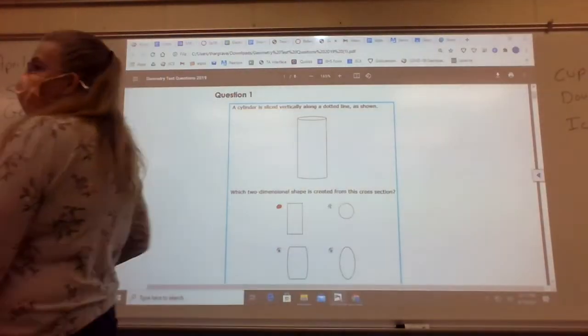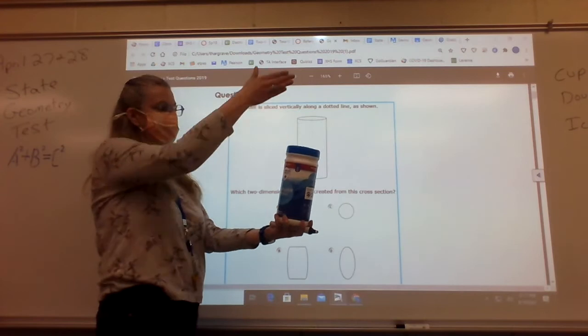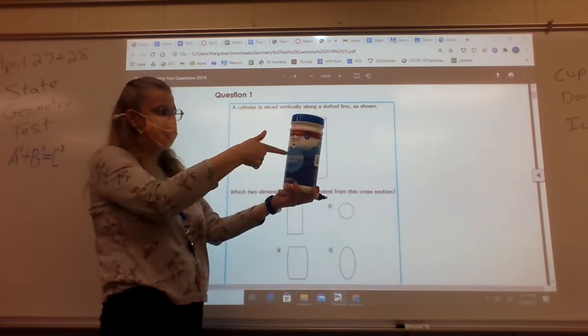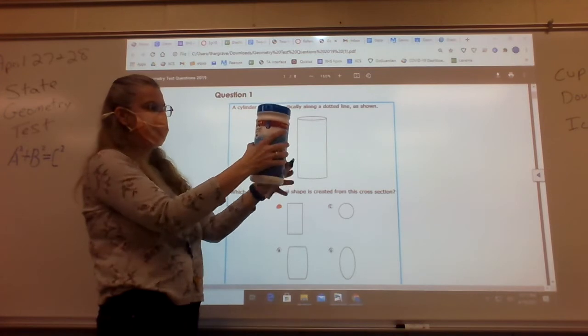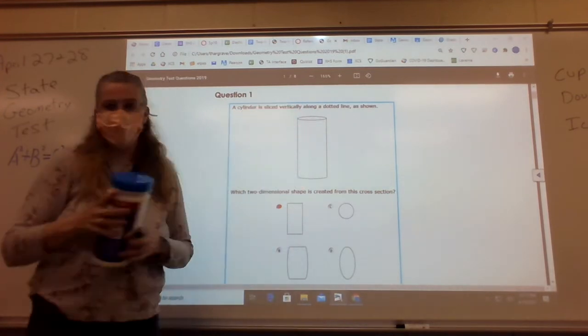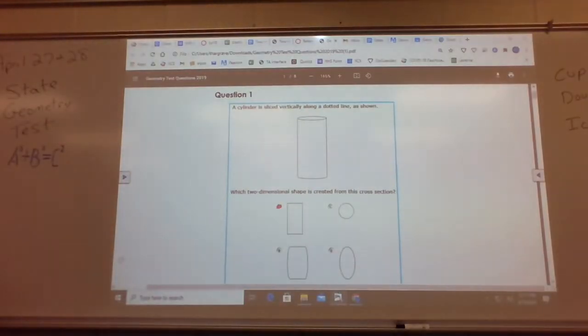So on this question, like I was saying, we've got our cylinder. If they cut the cylinder straight down, you're going to have a straight line here, and it's going to make a rectangle. So that's why it was this one. That's why it was that one. So A was the correct answer. Next one.